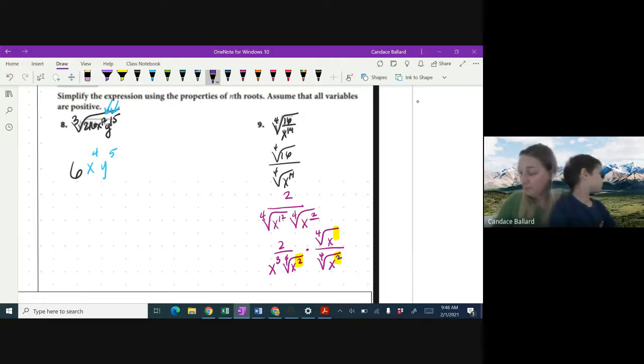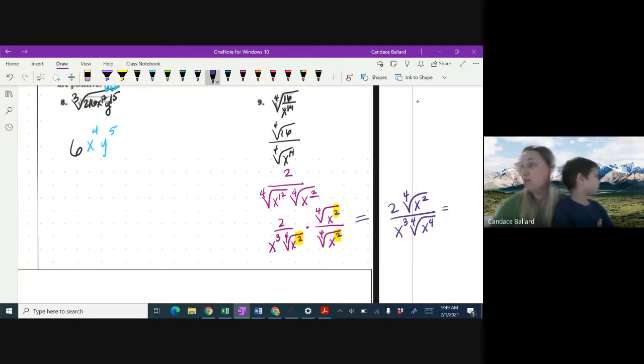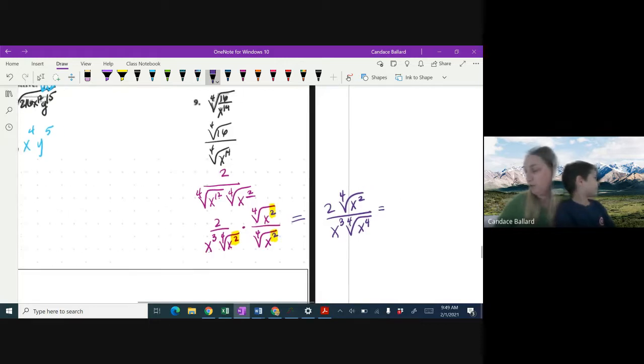Okay. That's going to be a 2. All right, so across the top, we've got 2, 4th root of x squared. I'm sorry, I yelled in your ears, guys. All right, and then this is just going to be x cubed times the 4th root of x to the 4th. What's the 4th root of x to the 4th? Can you guys tell me that in the chat? The answer is not 2 or 3. It's the 4th root of x to the 4th.